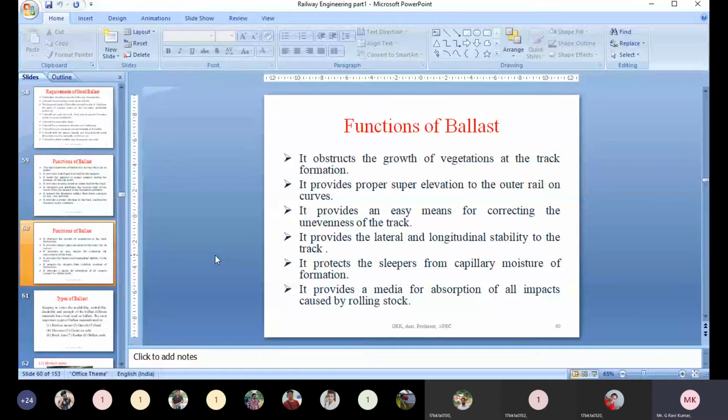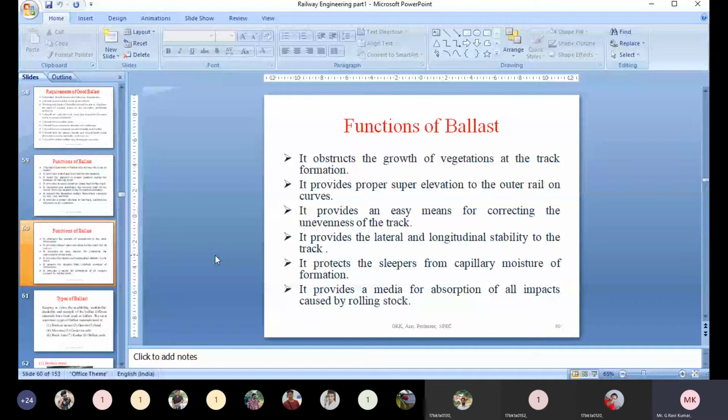Understand? The next one is it provides an easy means for correcting unevenness of the track, and it provides the lateral and longitudinal stability to the track. It protects sleepers from the capillary moisture of the formation, and it provides a media for absorption of all impacts caused by rolling stock. So this is the important one.